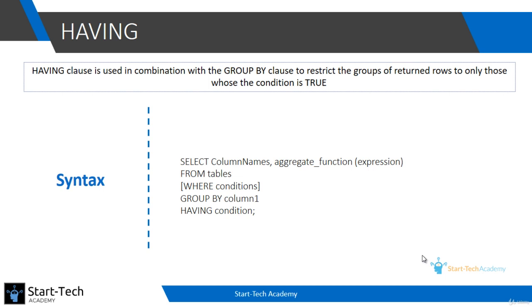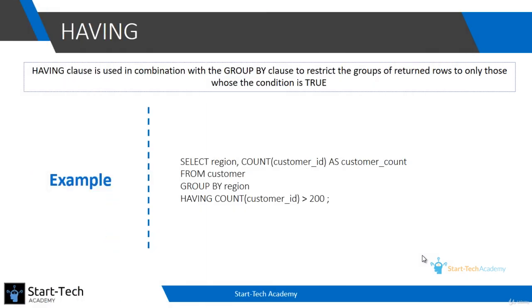The syntax for having clause is: select the column names or the aggregate function from table. You can specify where conditions if you want to. Then you specify the group by and name the column with which you want to group. Then we specify the having condition. Let us see this example.